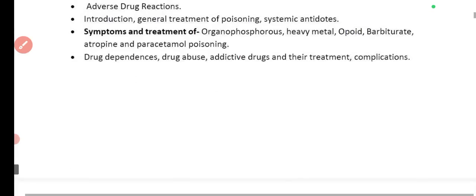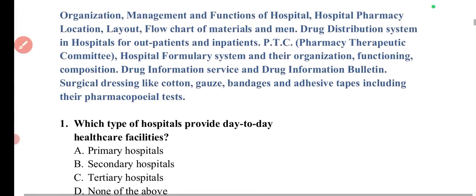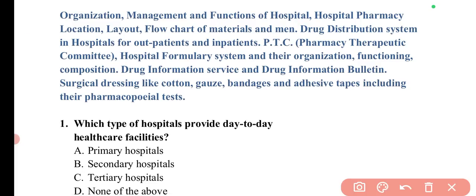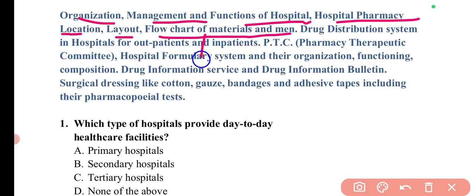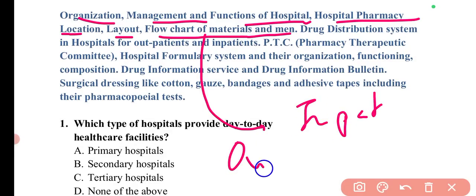So let's start with the first question, or first we can discuss which subtopics are in this first section. So organization, management and function of hospital, hospital pharmacy, location, layout, flow chart of materials and men. So flowcharts are quite easy. I haven't included them in this because this is a very simple procedure; you all must have gone to hospitals as an inpatient also and as an outpatient.